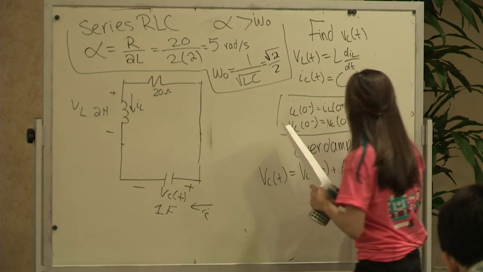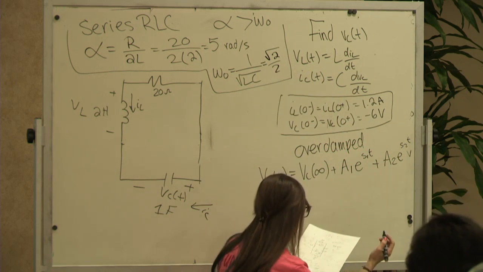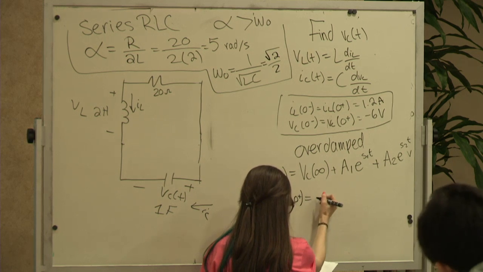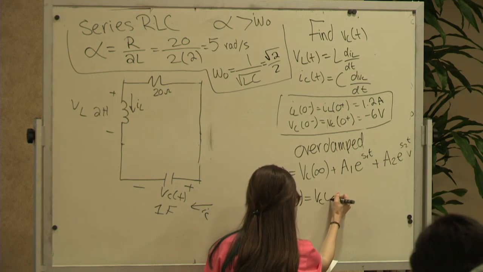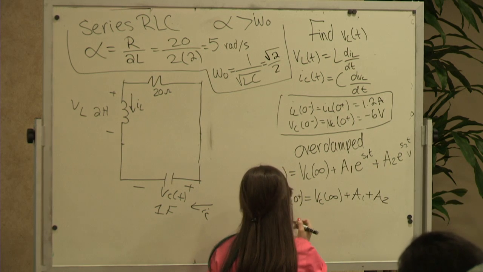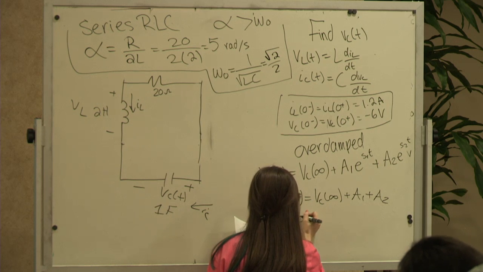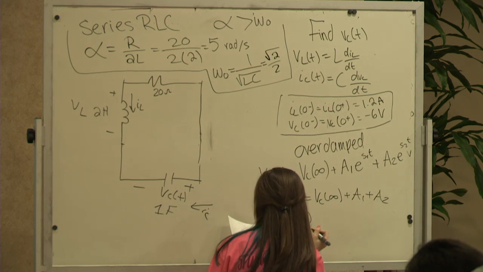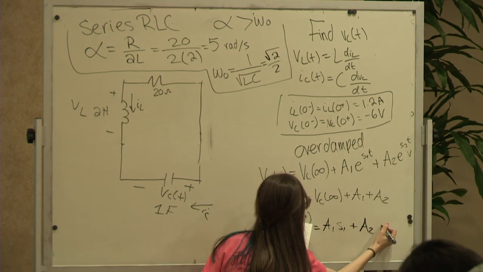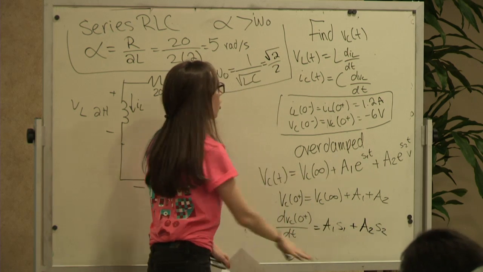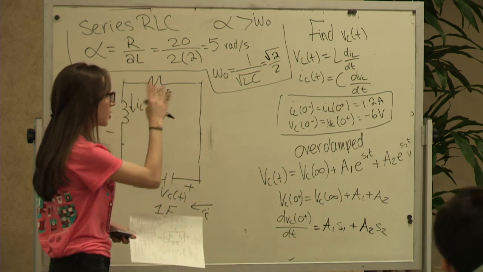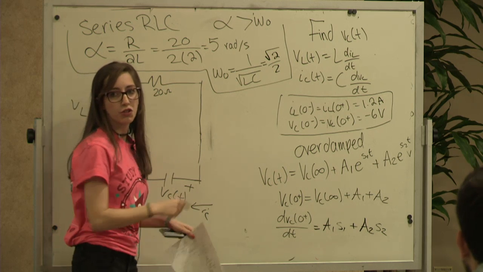And then to find A1 and A2, you're going to need VC of 0 plus, which is going to be VC of infinity plus A1 plus A2. And then you're also going to want dVC of 0 plus over dt, which is A1 S1 plus A2 S2. And all this stuff, there's a good summary at the back of chapter 8 in the Nilsson-Riedel textbook that labels it all, and you should just have that on your formula sheet.